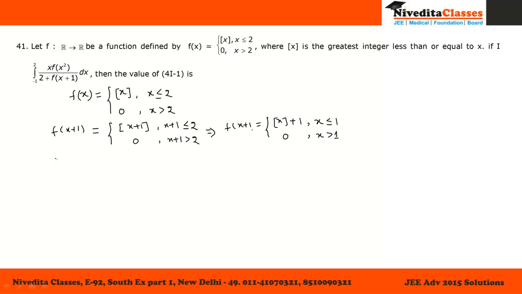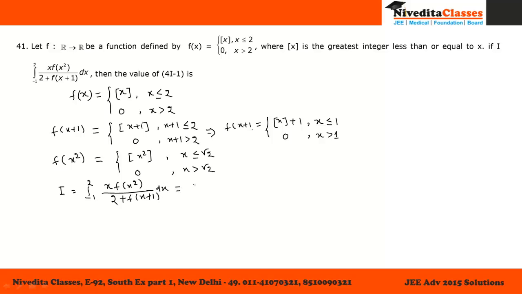Similarly, we can find f of x square, which is equal to g(x square) where x is less than or equal to root 2, and 0 where x is greater than root 2. Now we integrate. I is equal to the integral from minus 1 to 2 of x into f of x square, whole upon 2 plus f of x plus 1, dx.